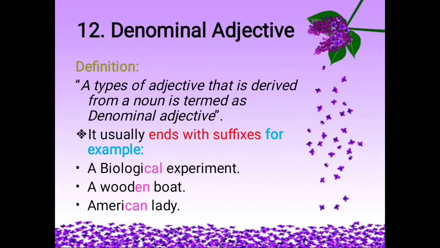And the last one, that is denominal adjective. A type of adjective that is derived from a noun is termed as denominal adjective. It usually ends with suffixes. For example, a biological experiment. Now biology is what? Biology is a noun. So if we talk about its adjective, biological experiment, so it becomes denominal adjective. A wooden boot. Now wood is what? Wood is noun. If we make it wooden, then it becomes en at the end, so it becomes denominal adjective.